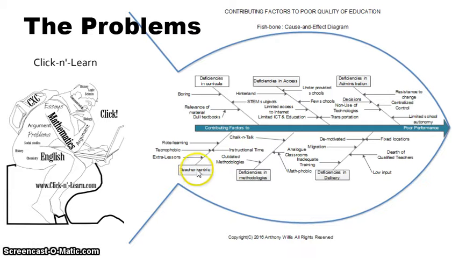The current approach is teacher-centric, with very little instructional time on topics, rote learning, extra lessons, and so on. All these are contributing factors to the problems in education. This is based upon our research and our review of the document, the Guyana Educational Sector Plan, 5-year plan.